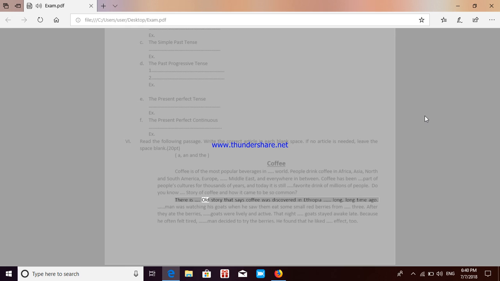There is an old story that says coffee was discovered in Ethiopia a long time ago. A man was watching his goats when he saw them eat some small red berries. After they ate the berries, the goats were lively and active. That night, the goats stayed awake late.